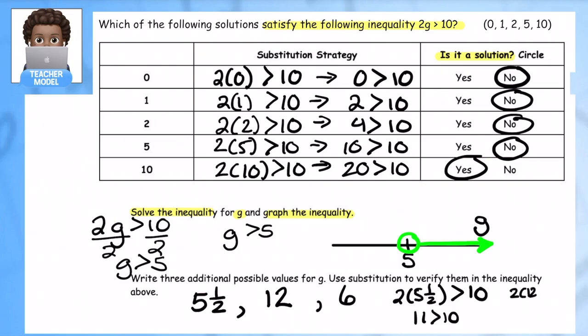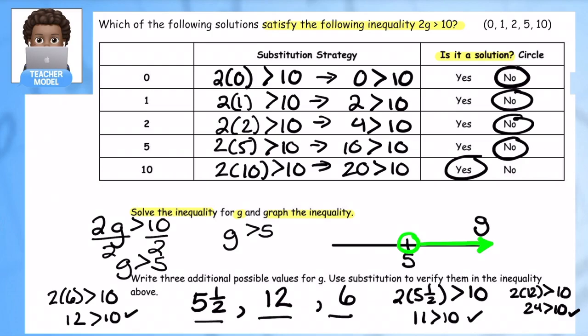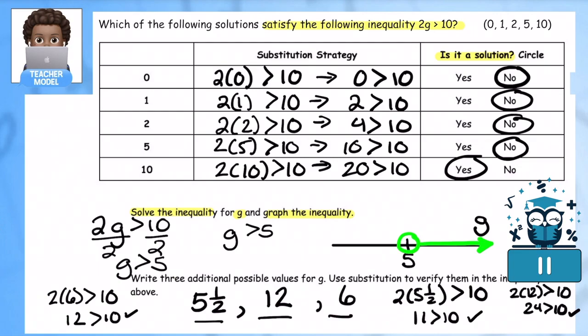2 times 12 is greater than 10. Yes, 24 is greater than 10, so that one works as well. And I'll go to the left for the next one. 2 times 6 is greater than 10. Yes, 12 is greater than 10. So my 3 solutions do work. Hit pause and add this to your notes.